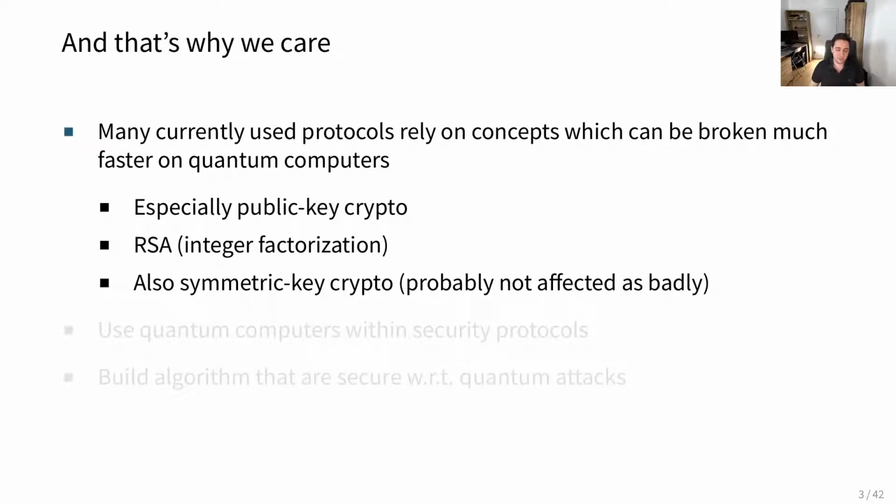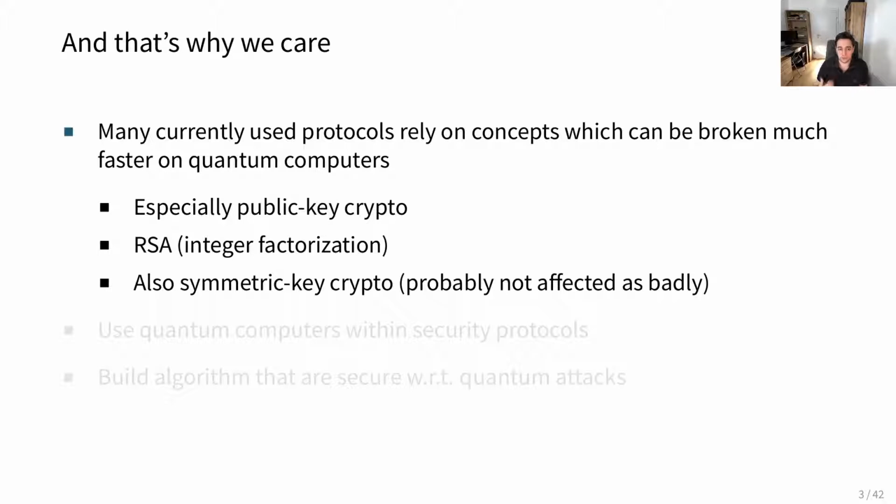But we believe, and this is something we hope, that symmetric key primitives are probably not as badly affected as, for instance, RSA. But still, we can also use quantum techniques to break symmetric key crypto faster than with a classical computer. One approach which does this will be explained later in this lecture. So this is one method.